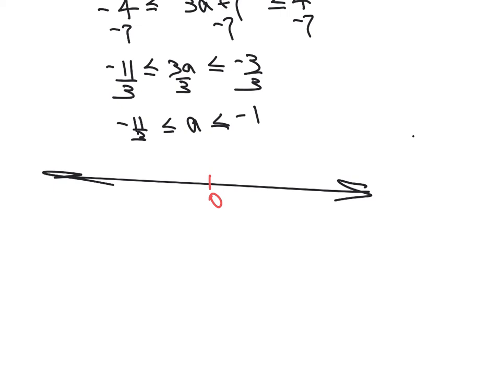Then in order to graph this really easily, we've already got all the information there. So we've got negative 1, and negative 11 thirds is negative 3 and 2 thirds, so we'll put it down here. And a is between there. So a is everything between here. Let me do it in blue here. And our endpoints are bracketed because it includes negative 11 thirds and negative 1. All right, let's keep cruising.